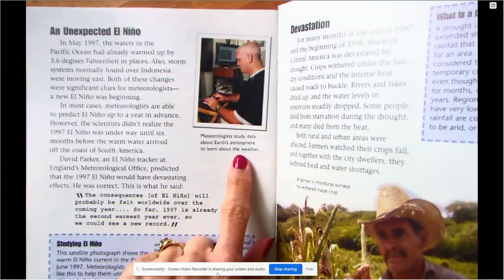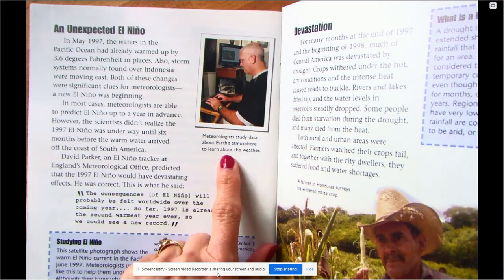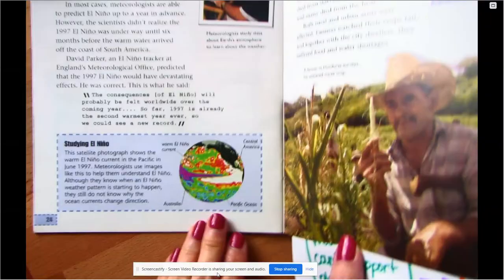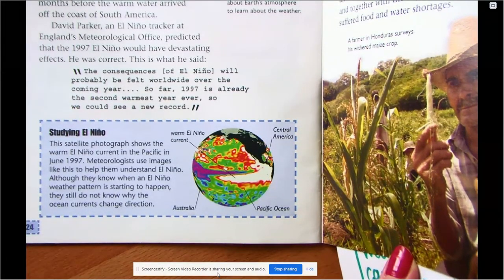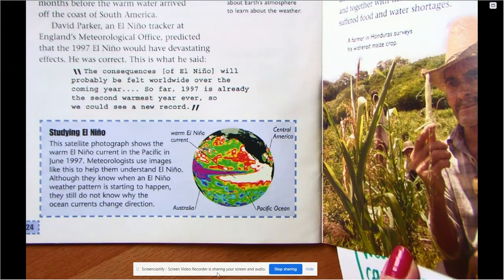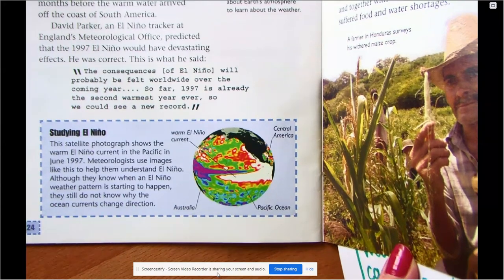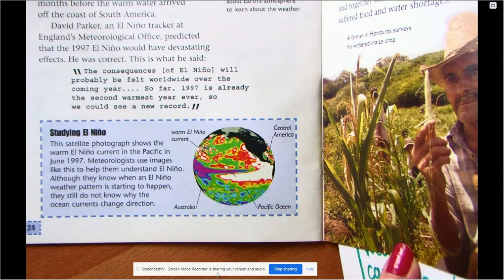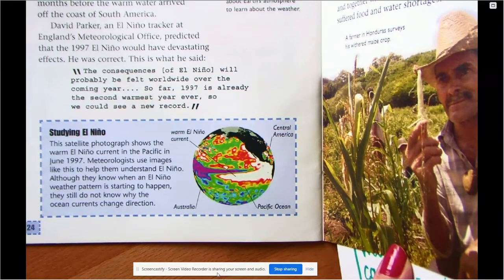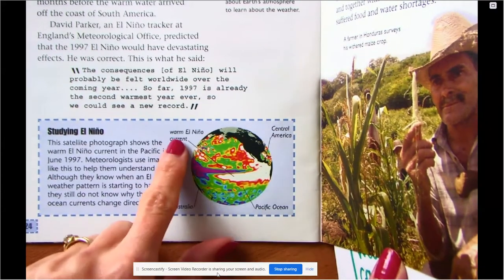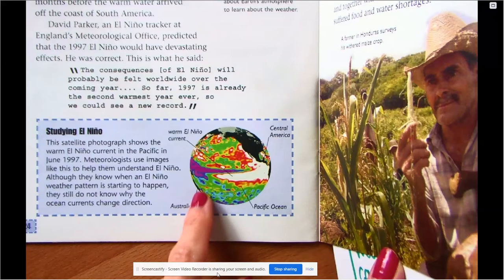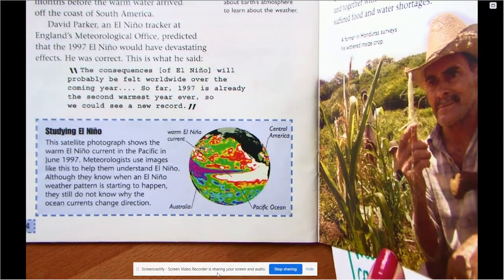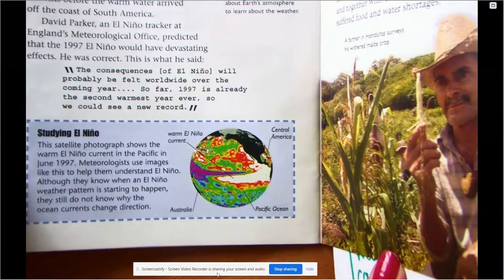And here's a picture of a meteorologist, and it says that they studied data about Earth's atmosphere to learn about the weather. Down here in this blue fact box, studying El Nino. This satellite photograph shows the warm El Nino current in the Pacific in June 1997. Meteorologists use images like this to help them understand El Nino. Although they know when an El Nino weather pattern is starting to happen, they still do not know why the ocean currents change direction. So this is a photograph right from space, and it's showing Central America, and it's identifying this warm El Nino current. I love that they have these labels, because if those weren't there, I wouldn't know what that was a picture of. Right here is Australia, and here is the Pacific Ocean. So using all of these text features help us to understand what's happening.